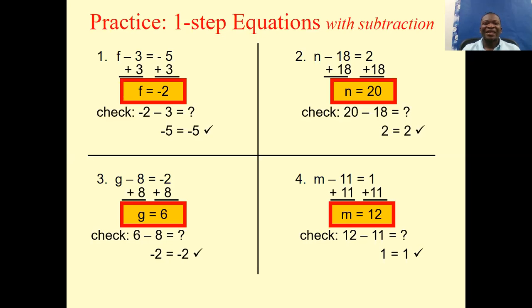So class, this is how you go about solving a one-step equation. You always have to remember those 3 questions to ask yourself in order to solve this equation. 1, what is the variable? 2, what operation is being performed on the variable? And 3, what is the inverse operation? This is the end of the class for today. Next time, we're going to learn solving one-step equations with multiplication and division.